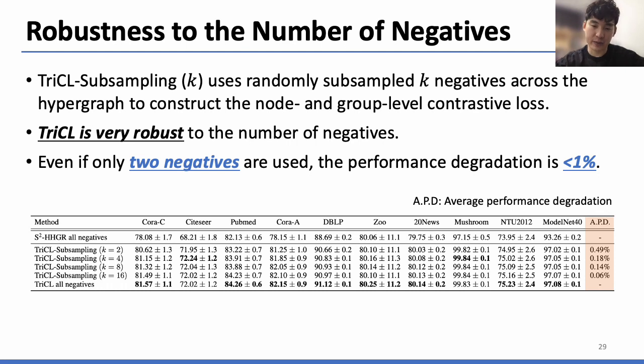Our research showed that TriCL is very robust to the number of negatives. Even if only 2 negative samples are used for node and group level contrast, the performance degradation is less than 1%. And it still outperforms the best performing unsupervised baseline method. The results indicate that random negative sampling is sufficiently effective for TriCL, and there is no need to select hard negatives, which incur additional cost.